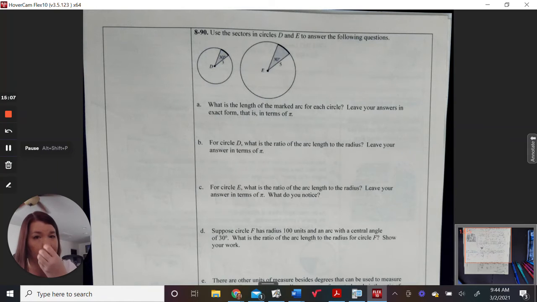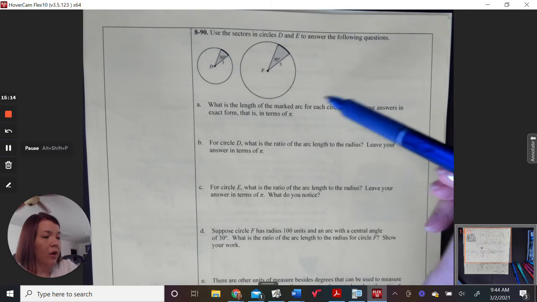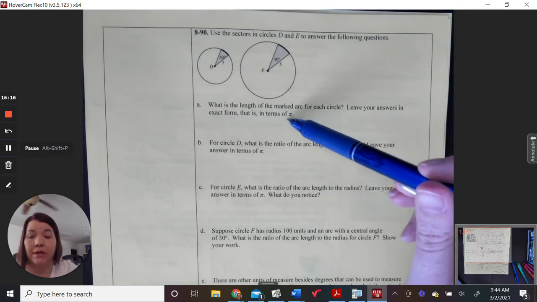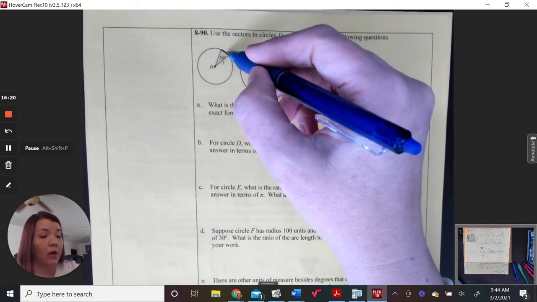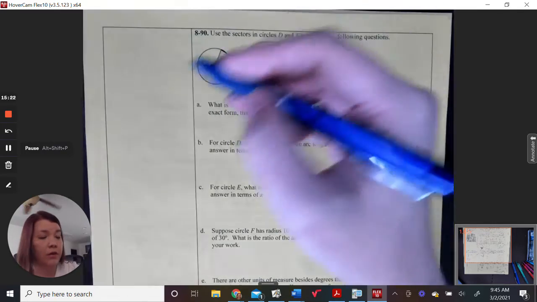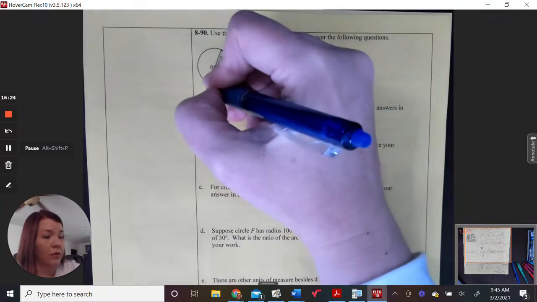So r is 3. So we'll call this circle 1. And this one's circle 2. R1 is 3. The angle is the same for both, so that's nice. M is 30 degrees.